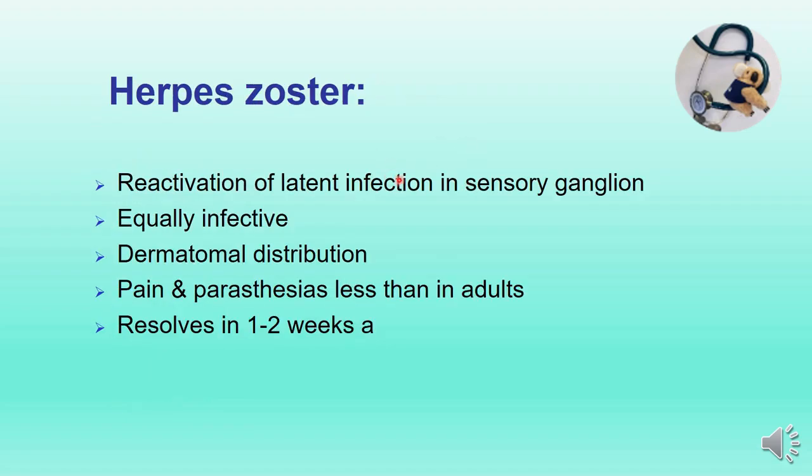Now a few lines regarding herpes zoster infection. This is a reactivation of latent infection of varicella zoster in the sensory ganglia. And this is also equally infective as varicella zoster. But the distribution of rash differs. Distribution of rash is dermatomal, along the nerves. So they present with pain and paresthesia, but this pain and paresthesia is less than in adults. In adults, this is more severe, and this condition resolves in 1 to 2 weeks' time.